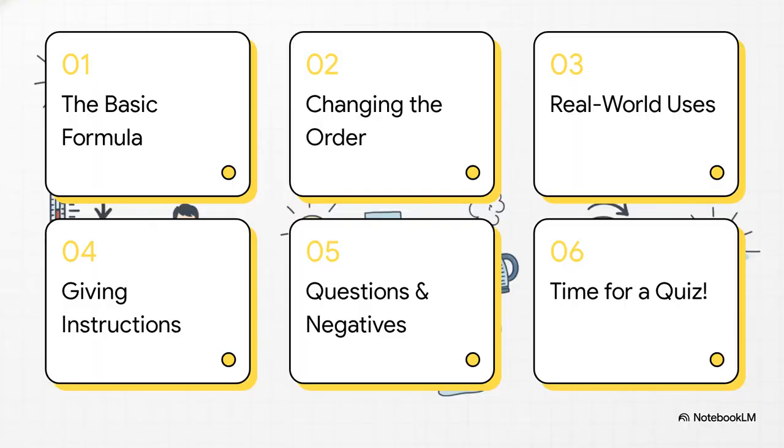Okay, so here's our game plan. We'll start with a basic formula, then we'll see how you can change the order of the sentence. After that, we'll get into real-world uses and how to give instructions, cover some questions and negatives, and then we'll wrap it all up with a quick quiz. All right, let's jump in.